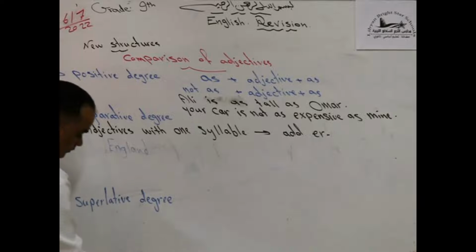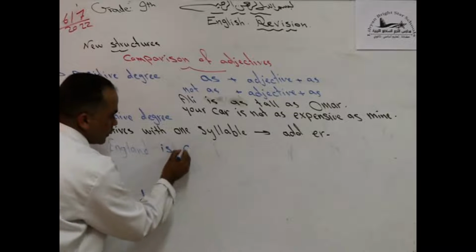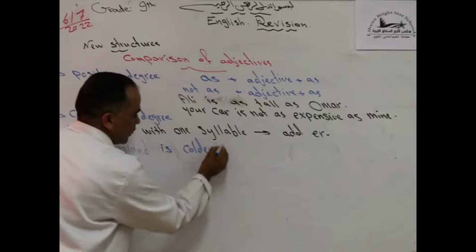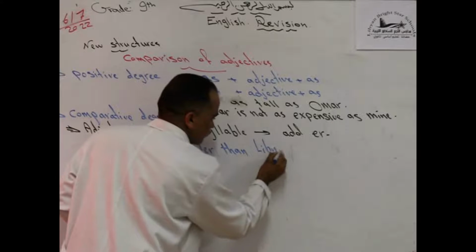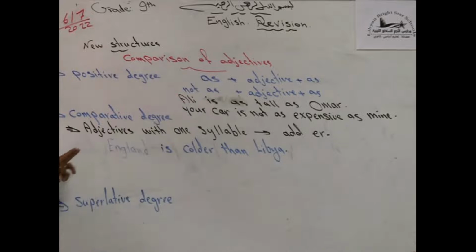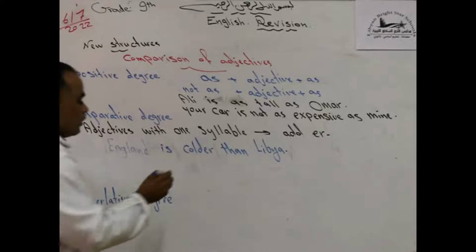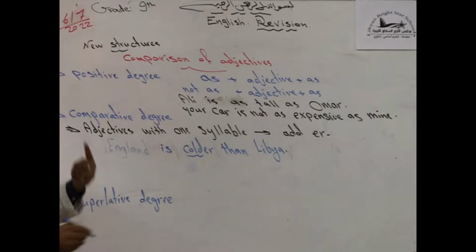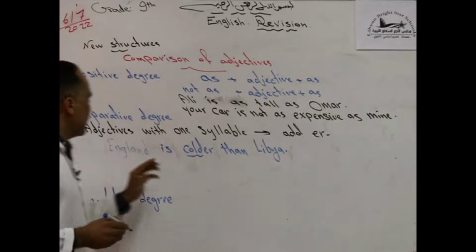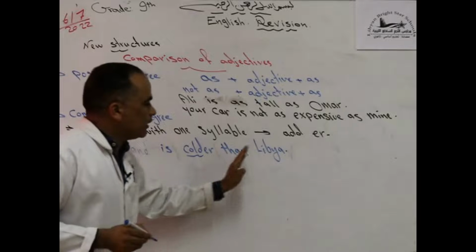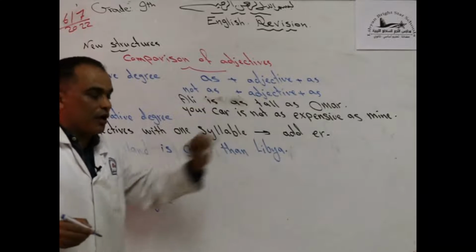England is colder than Libya. In this sentence, I make a comparison between England and Libya. We have adjective with one syllable, cold, so er is added. England is colder than Libya. Adjectives with one syllable, add er.